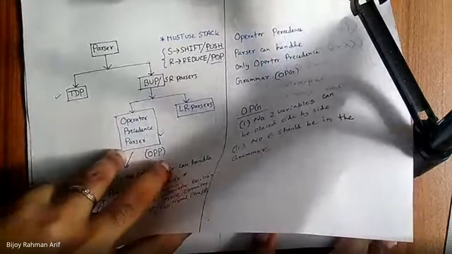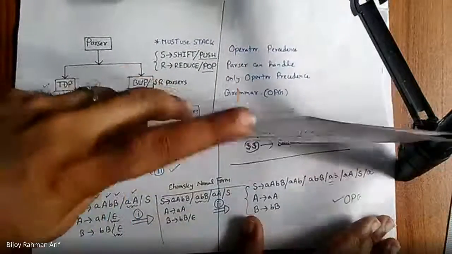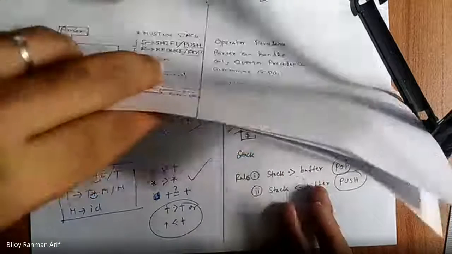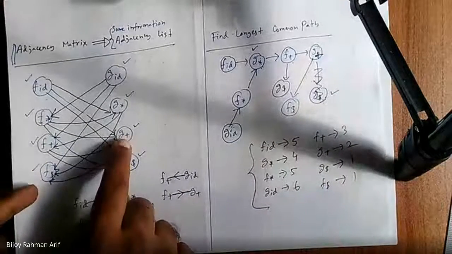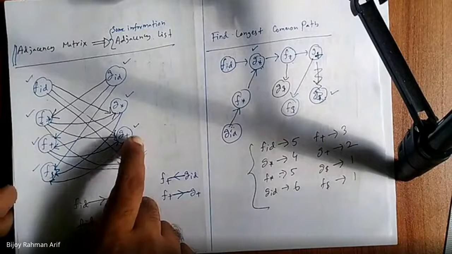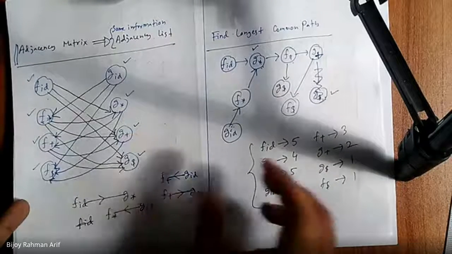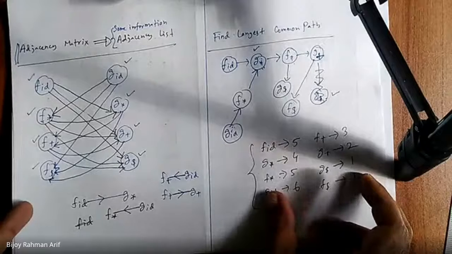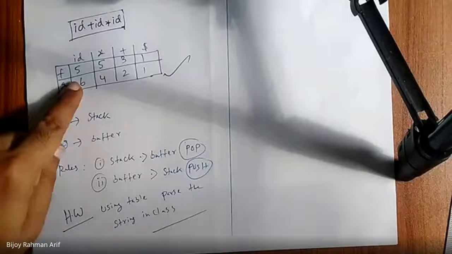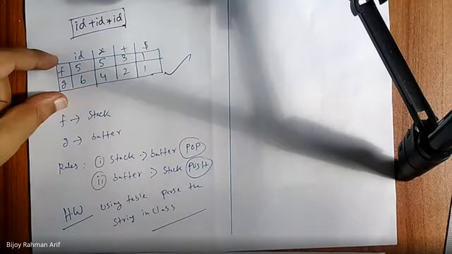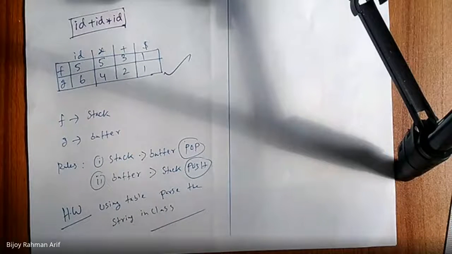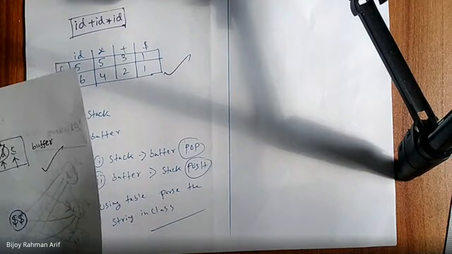So I have given you a homework. Did you solve the homework? Did you solve the homework? Sir, to parse the string using this graph, constructing this graph. I have already constructed the graph, and I have also constructed the table, both. So I asked you to parse the string again using this table. Did you do this? No.